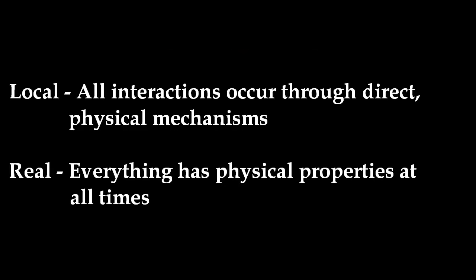In this series, I will describe an interpretation of physics where the universe is both local and real. This means that everything must have real properties at all times, and that interactions must occur through some direct physical means. However, not only is the scientific consensus that the universe is non-local, it's also commonly believed that all local theories have been ruled out through experimentation.